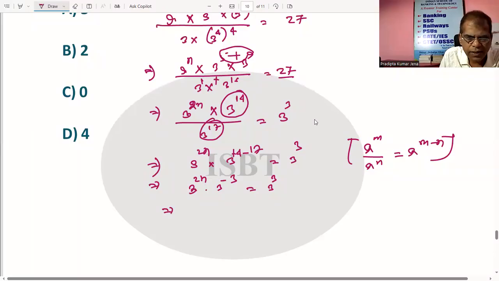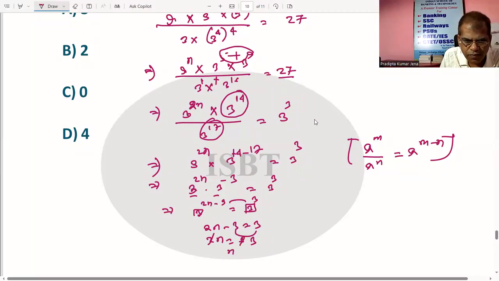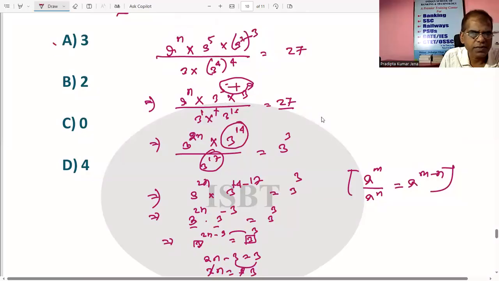So now the base is equal. So we can write 3 to the power 2n minus 3 is equal to 3 to the power 3. So bases are equal, so powers should be equal. Now 2n minus 3 is equal to 3. So 2n is equal to 6. So n is equal to 3. So n is equal to 3. Okay, this is the answer.